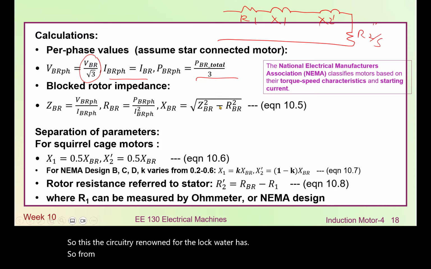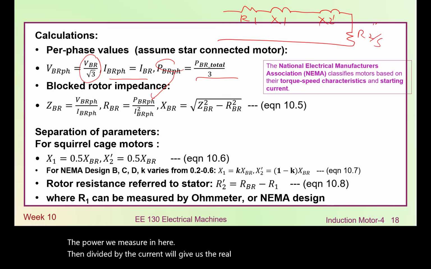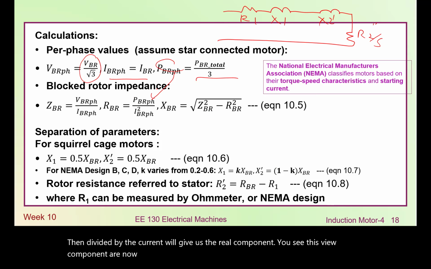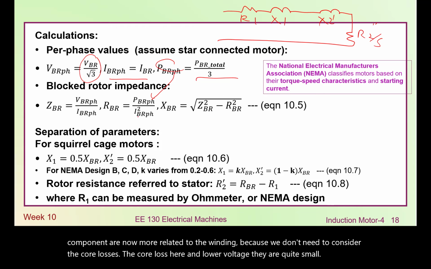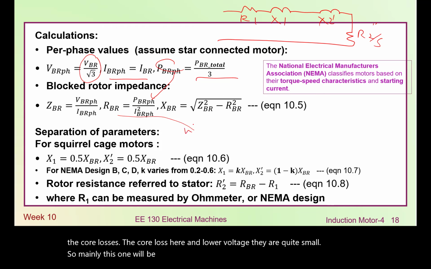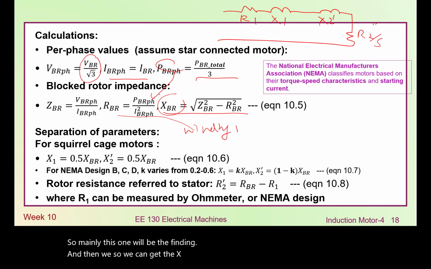So from here, the power we measure here, divided by the current, will give us the real component. You see, this real component is now more related to the winding because we don't need to consider the core losses. The core losses here at low voltage are quite small. So mainly this will be the winding. And then we can get the X component from the impedance and also the real part.